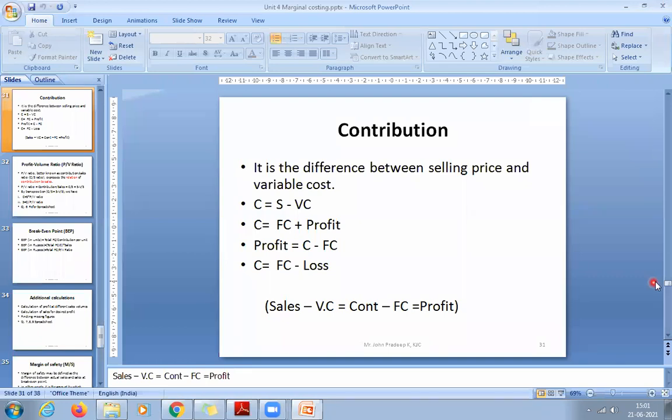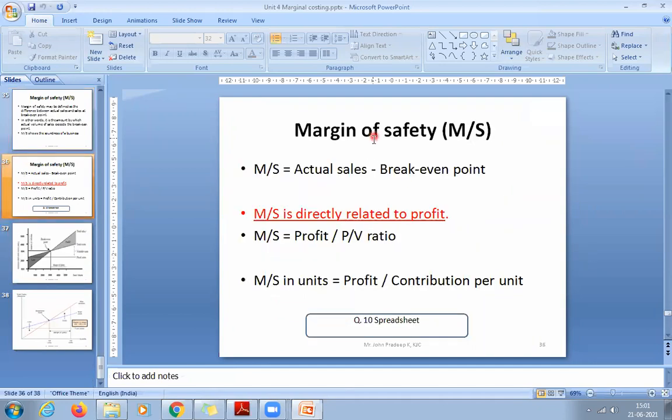So that is your margin of safety. Please remember the formula; we have to solve question number 10 based on that. What is the formula for margin of safety? Actual sales minus break-even sales. You can even use profit and calculate profit divided by PV ratio, or profit divided by contribution per unit. Let us do the last question.